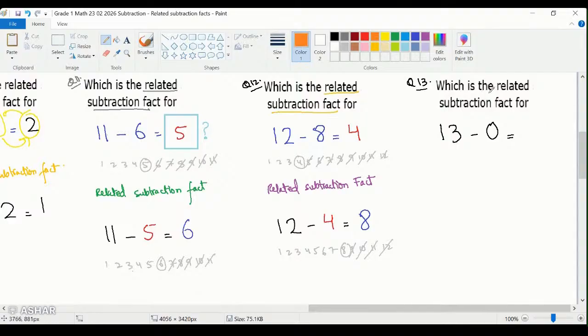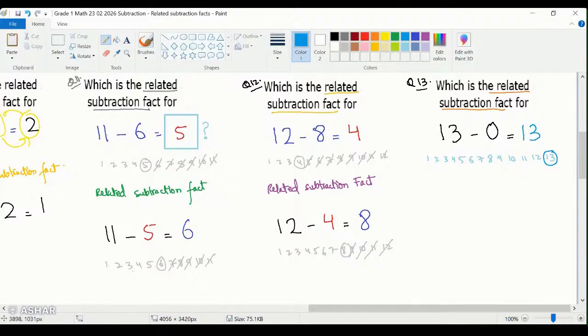So what should be the answer? 13 minus 0 would be, if we have 13 numbers, 1, 2, 3, 4, 5, 6, 7, 9, 10, 11, 12, and 13. 13 minus 0 means we are not subtracting anything. We are subtracting a 0. So whenever we subtract a 0 from a given number, we are left with the same number, right?